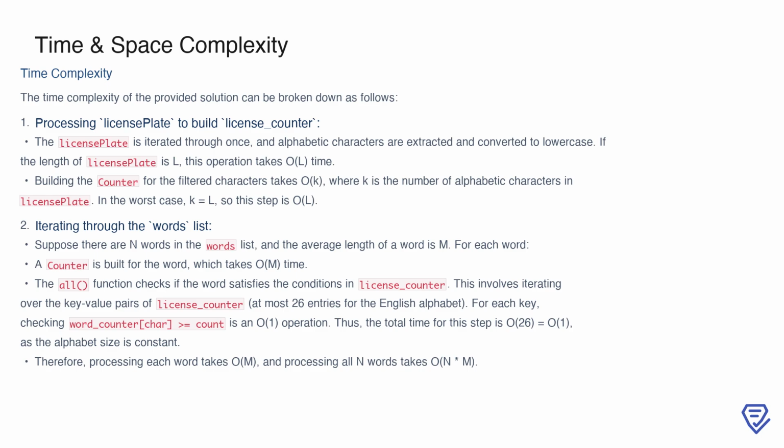Next, we examine the words list. If there are n words and the average length of a word is m, processing each word involves creating a counter for character frequencies, which takes O(m). Additionally, the all function checks if the word satisfies the conditions in license_counter. This involves iterating over at most 26 key-value pairs, since there are only 26 alphabetic characters, making this an O(1) operation. Multiplying by the n words, this step has a time complexity of O(n*m).